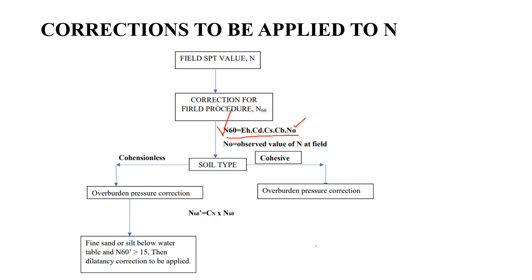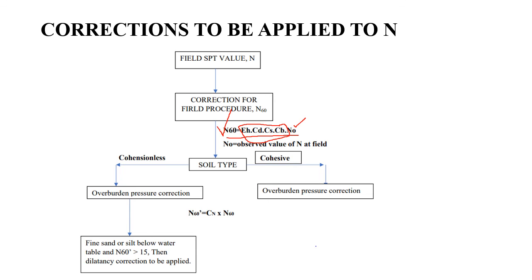It is corrected for EH, that is hammer efficiency, drill rod length correction, sampler correction, as well as borehole diameter correction. So multiplying these into your observed N value will give you the first corrected value for N, denoted as N60. N60 denotes that your N value has been standardized to 60% of theoretical free fall hammer energy.